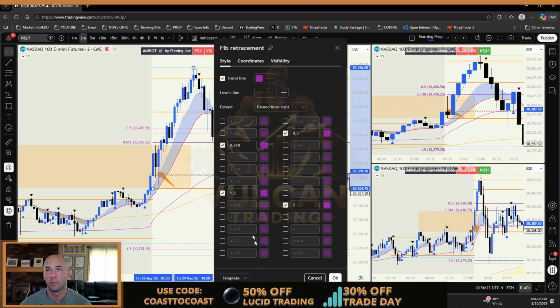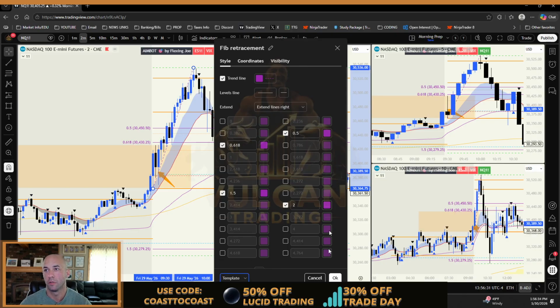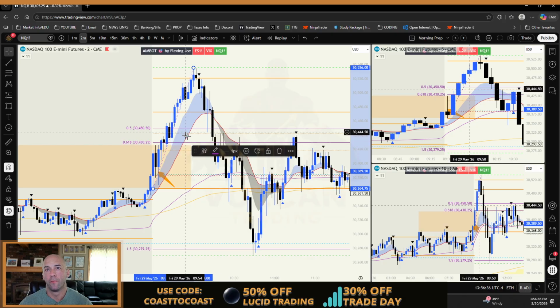Purple's all right. We can rock with the purple. Template. Save as white chart. There we go. Okay. All right, so we can work with the purple. Pulls back down into the golden zone. Weak pop, doesn't break back over the high, and then continues to flush back down, right?